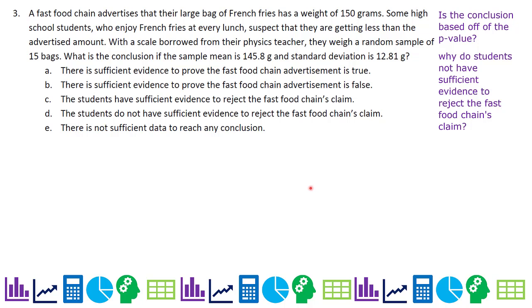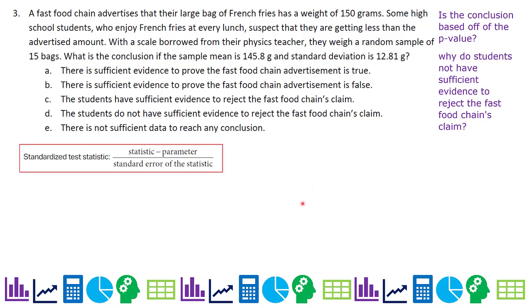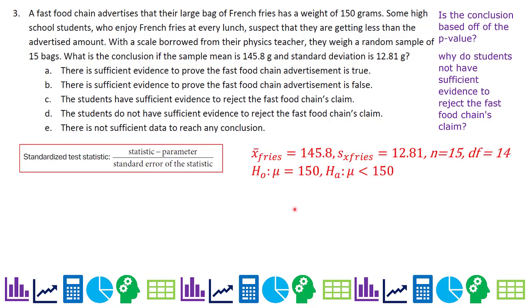Now, onto the calculations. We need to do our test statistic, and here's our data, right? And we'll just substitute this in. Remember that we have 145.8 is our sample. 150 comes from our hypothesis. This is the standard deviation for our sample, and we divide by square root of sample size. So we get a test statistic of negative 1.27. Our degrees of freedom is 15 minus 1, which is 14.